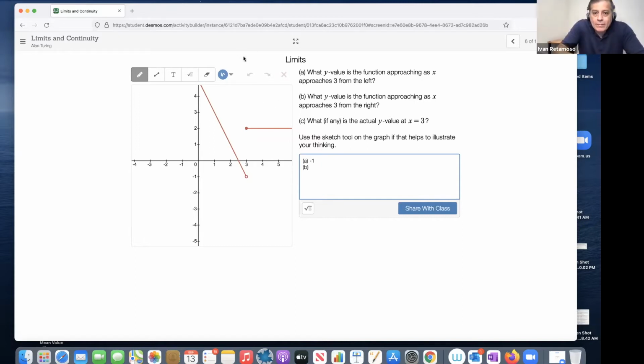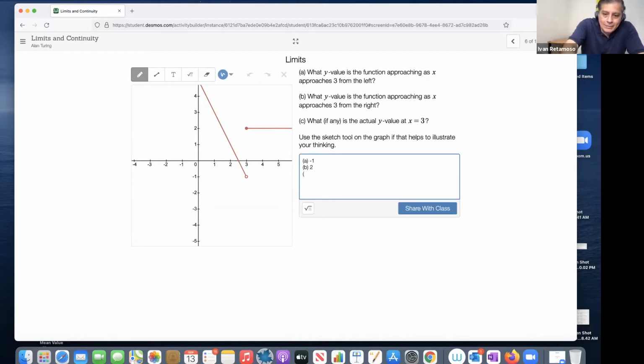Part B now, it says what y value is the function approaching as x approaches 3 from the right. Now you approach from the right this way. Trace where the output values are headed. Gonka, Ma, Deep. Yeah, very good, right? 2, right? You can see here, 2. Excellent, 2. Now, next part C says, what, if any, right?